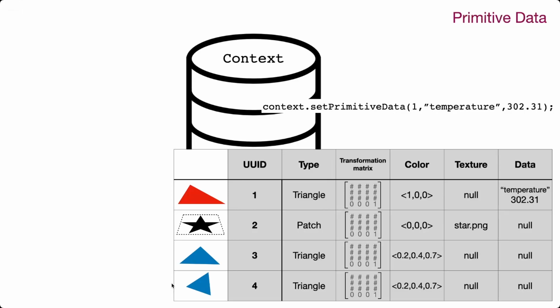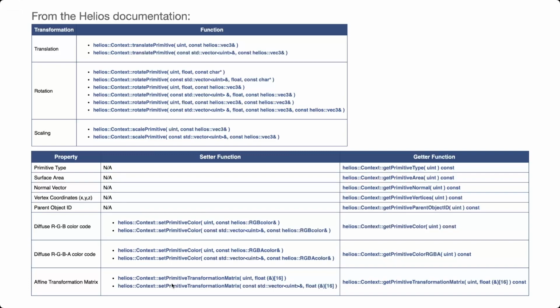And we can have many different primitive data values with different labels and different types associated with any given primitive. Once we've added our primitives to the context, there are many different methods within the context that allow us to either modify those primitives or to query information about them.